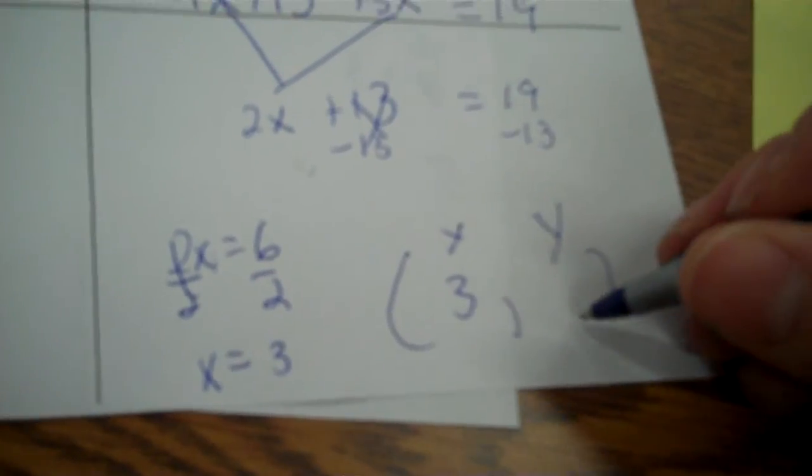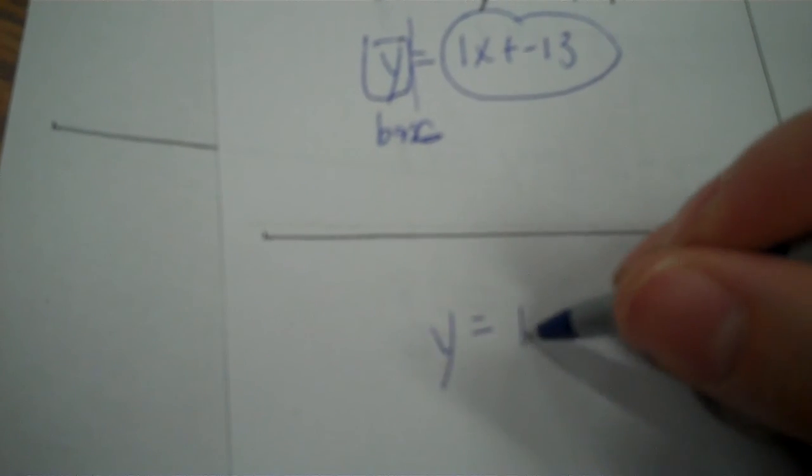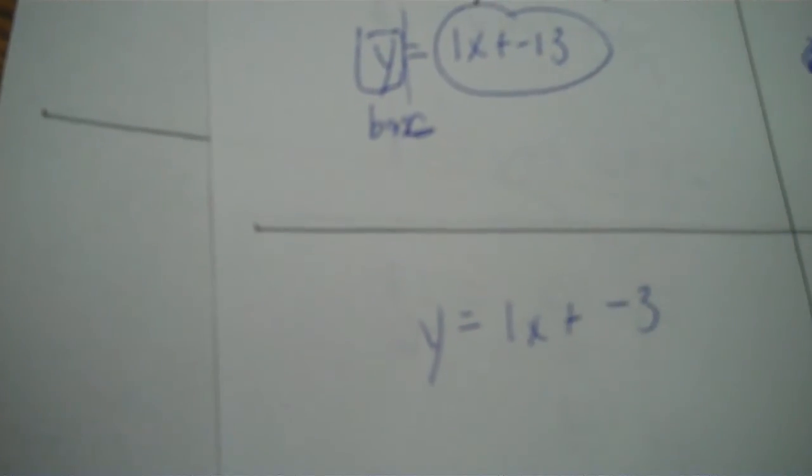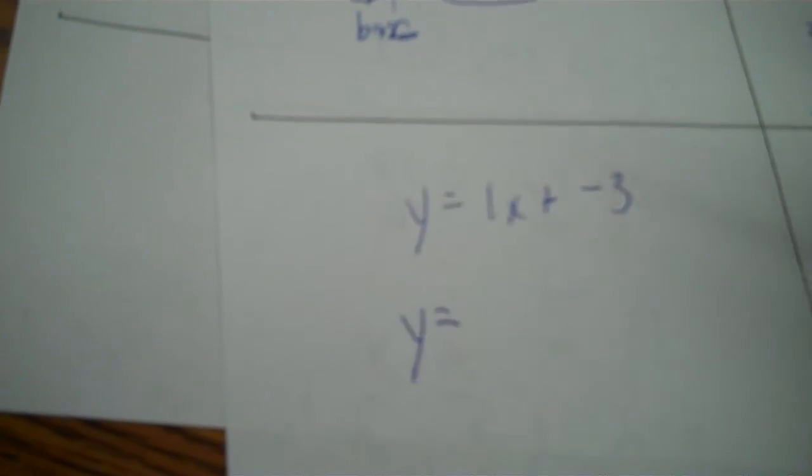Okay, now to get your y, use the one where the y is by itself. Y equals 1x plus negative 13. So I know y is solved for. It's a matter of plugging the 3 in for the x. Okay, so I have 1 times 3 plus negative 3, and I got 0. Okay.